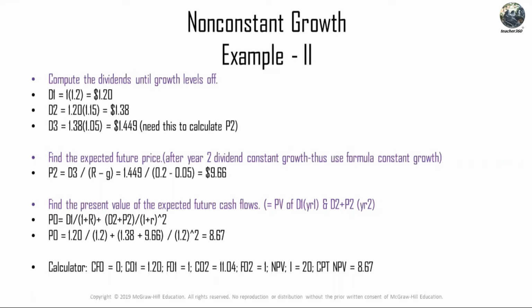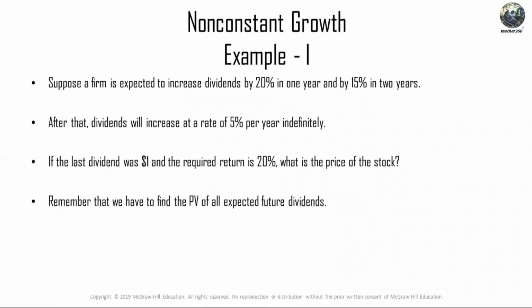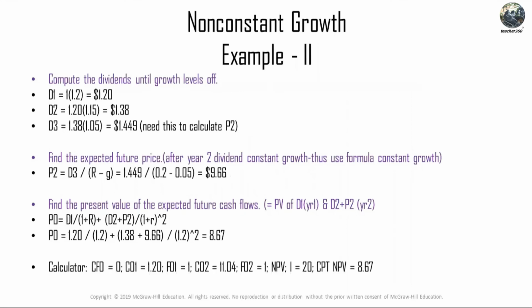Similarly, for D3, your D2 is 1.38. Then it is mentioned that after year 1 and year 2, the rest of the years will have a 5% growth rate for dividend. So D2 multiplied by 1 plus 5% growth rate, then your D3 is 1.449. It is needed to calculate P2. Now find the expected future price.